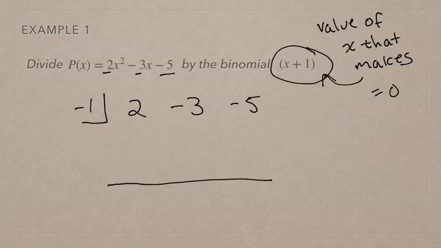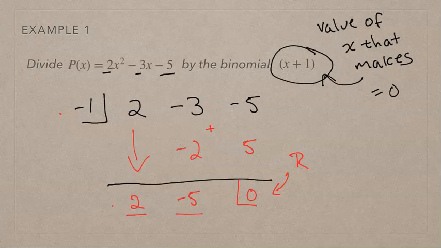Okay? Once you're here, now we can just roll. It's a very quick process. You bring down the first number, you multiply this and this. -1 times 2 is -2. And then you add up your columns. -3 plus -2 is -5. -1 times -5 is +5. -5 plus 5 is 0. Okay? This right here is your remainder. And these are the coefficients of your quotient.